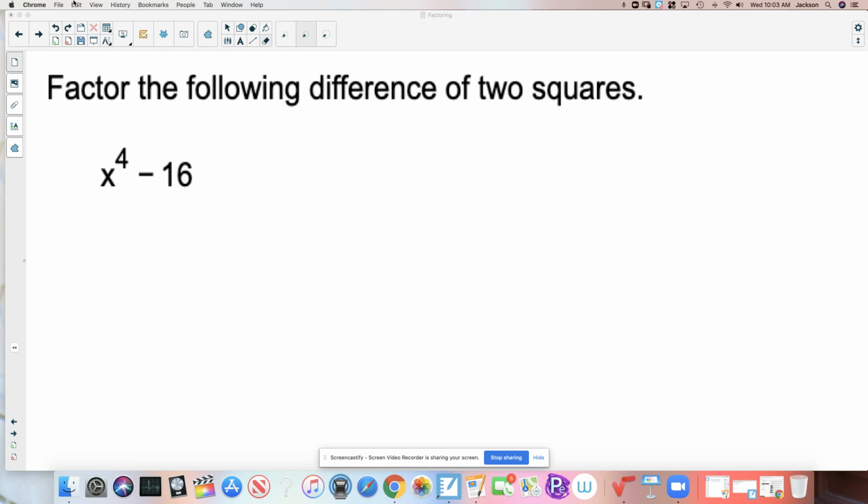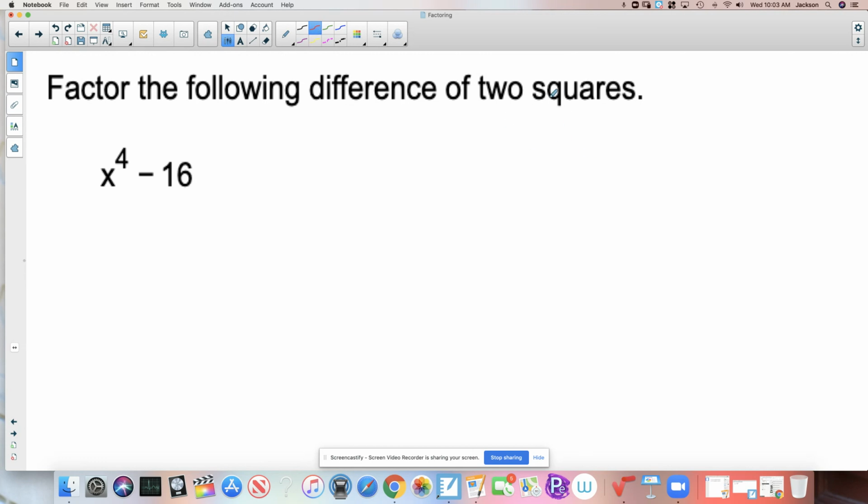Okay, let's look at a different example of how the difference of squares can look. When we focus on the word squares as being x squared, that's kind of a misnomer. What this is saying is that you have two terms, right? First of all, it has to be a binomial, right? We've got two terms. They have to be subtracted, right? So we're looking here, that's the difference part.